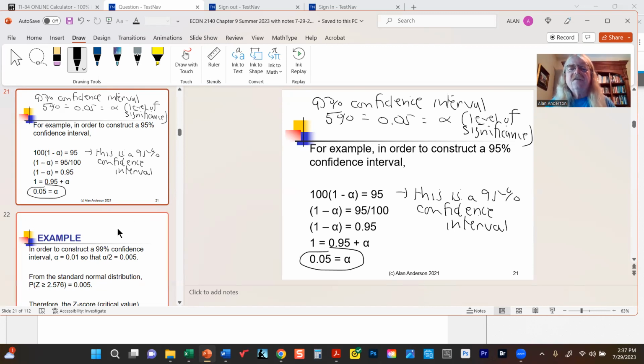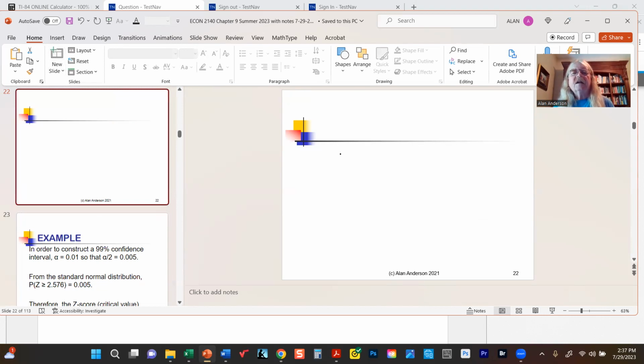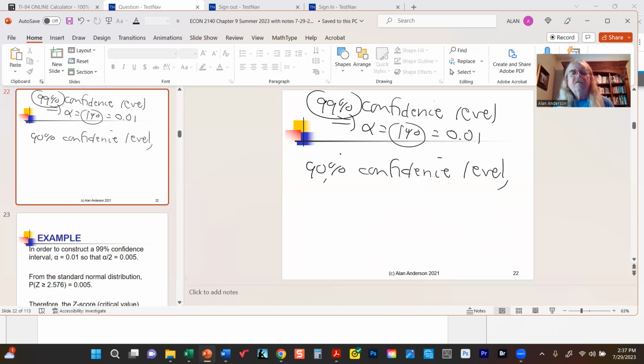So what about the other two, the 90 and the 99% cases? All right, let's find it. Based on that logic, 99% confidence means that alpha is either 1% or 0.01. If you notice, these two have to add up to 100%. And for a 90% confidence level, alpha is either 10% or 0.10. They have to add up to 1, 90 and 10.